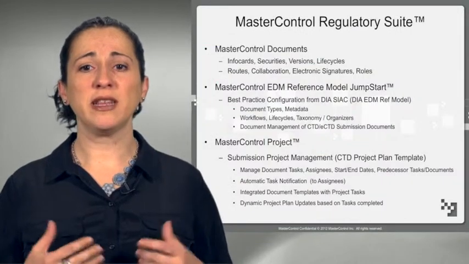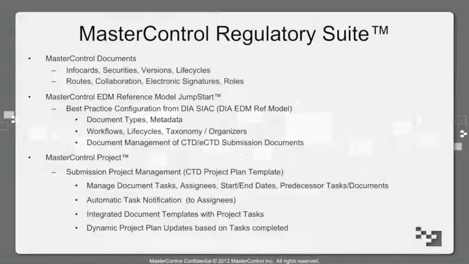So for starters, the Documents module comes with a number of the out-of-the-box functionality, things like the securities, version control, life cycles, routes, the ability to collaborate on documents with other users, administering electronic signatures are all part of the core functionality of our Documents module. Rules are also part of the pre-configured system that are part of the EDM reference model Jumpstart.